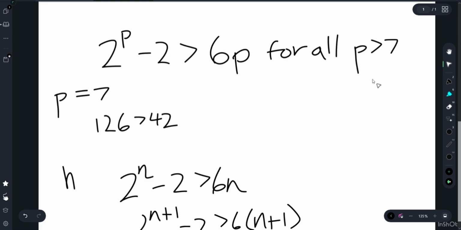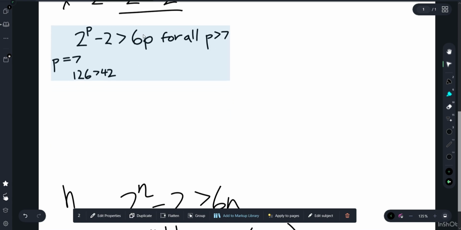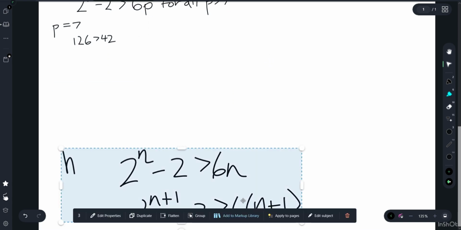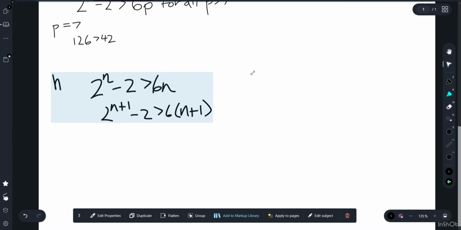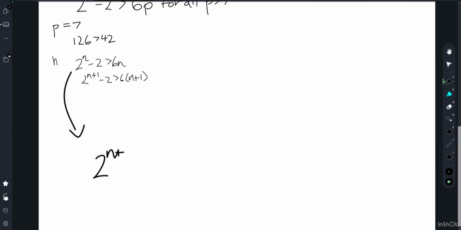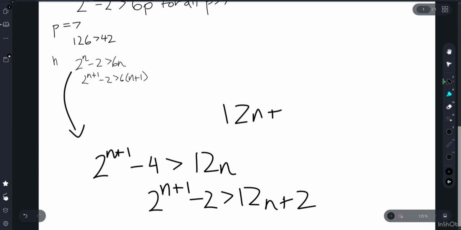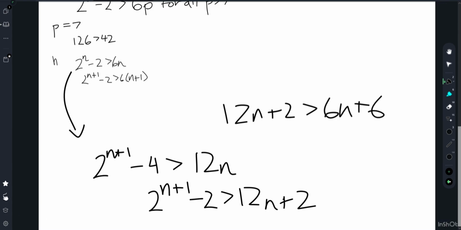So let me, this writing was a little bit big. I'm just going to put it up here. And same with this. So this is just induction. And so basically now what we can do is to get this, we multiply 2 on both sides. We get 2 to the n plus 1 minus 4 is greater than 12n. So that means that 2 to the n plus 1 minus 2 is greater than 12n plus 2, right?